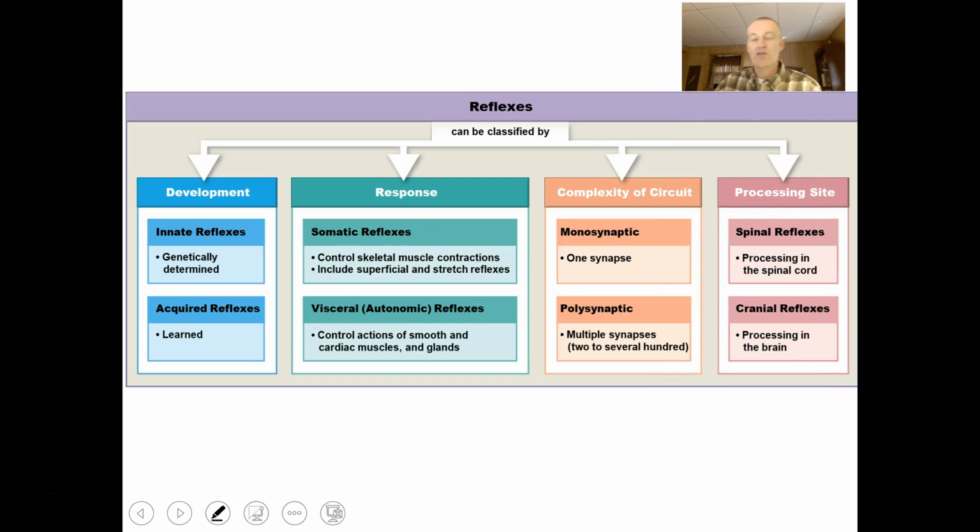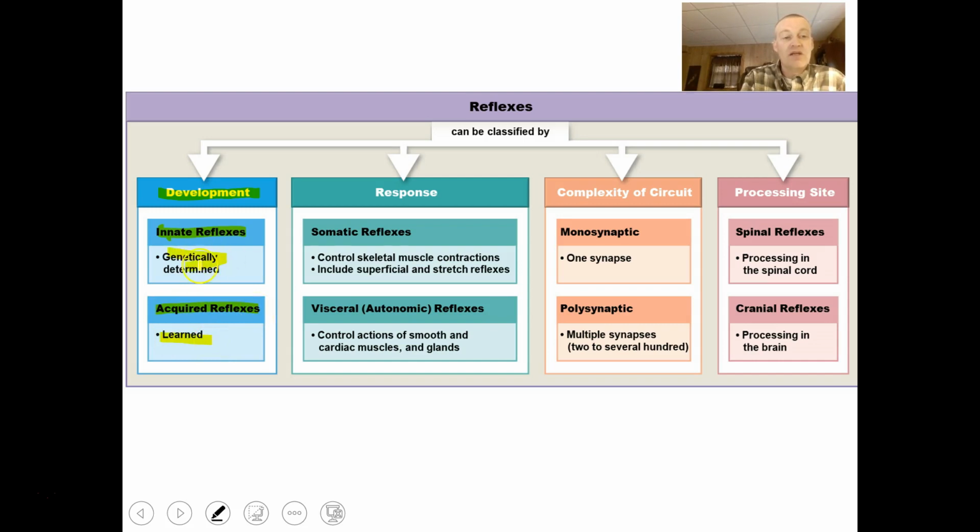Okay, so let's wrap this up talking about reflexes for a minute. There are different kinds of reflexes. They can be classified by developmental reflexes. So we do have innate reflexes that are genetically determined. Some developmental reflexes are acquired later on, and you have to learn those.